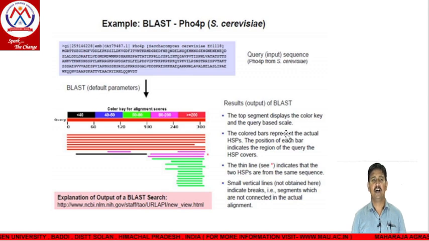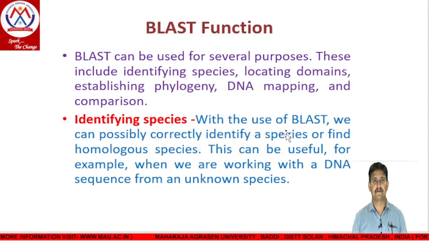The colored bars represent the actual high scoring segments. The position of each bar indicates the region of the query in the high scoring pair. The thin line indicates the two HSPs are from the same sequence. The thin line represents that the two highly similar sequences are from the same sequence. Small vertical lines, not obtained here, indicate breaks. If vertical lines are present, they indicate break segments which are not connected in the actual alignment of the sequence.